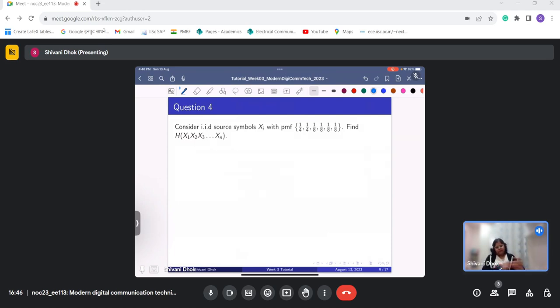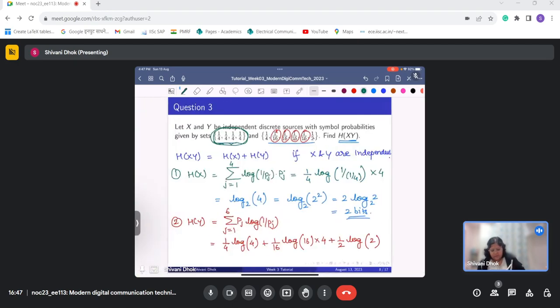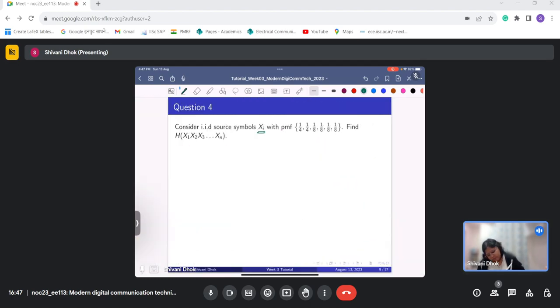So it says consider an IID source, symbols xi, and the PMF for it is given as 1 by 4, 1 by 4, 1 by 8, 1 by 8, 1 by 8, 1 by 8. And what we need to find is the joint entropy h of x1, x2, x3 till xn. Now what is given is these xi's are IID. And we have seen here that if two random variables are independent, then their joint entropy is simply the summation of their two entropies. So if I have it in this form, it is hx equal to hx1.